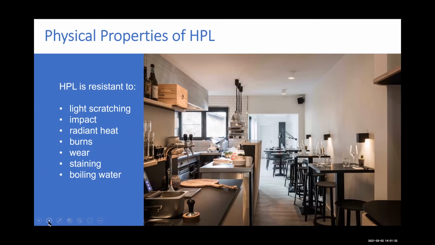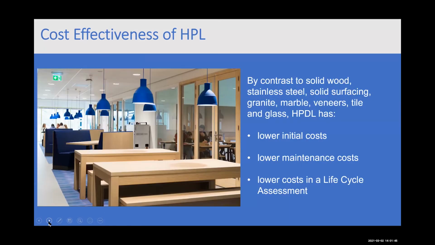HPL can be used for both vertical and horizontal applications. It is resistant to minor scratching, impact, radiant heat, wear, and stains. It is a lower cost alternative to solid wood, stainless steel, solid surfacing, and stone. Even when fabrication costs are factored in, HPL uses fewer budget dollars on a project than other surfacing materials.